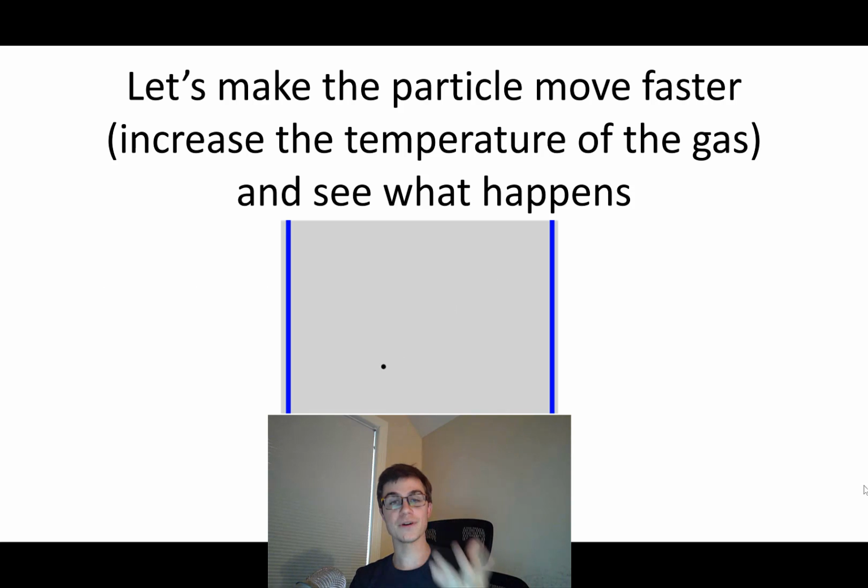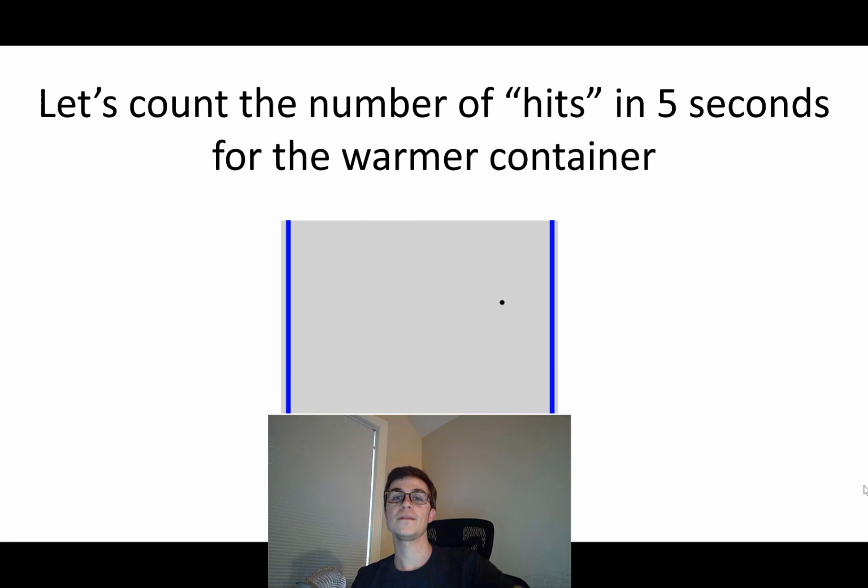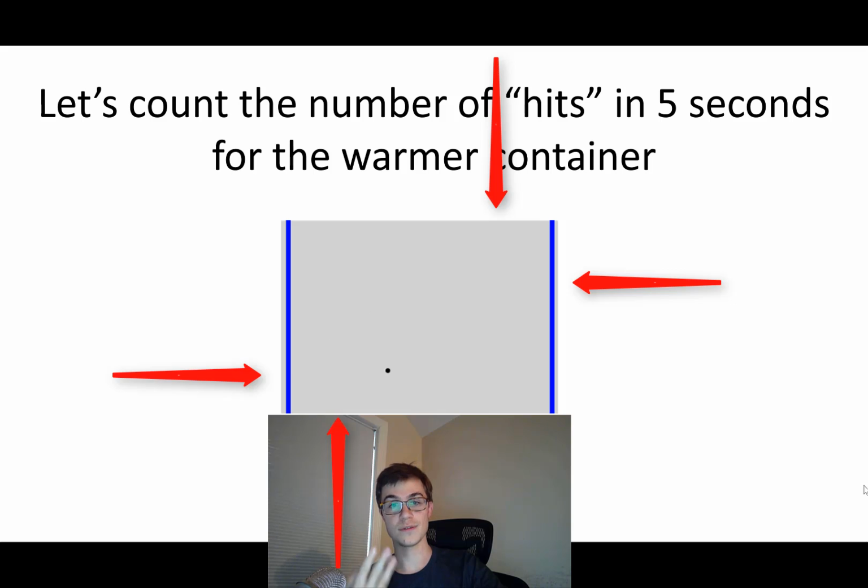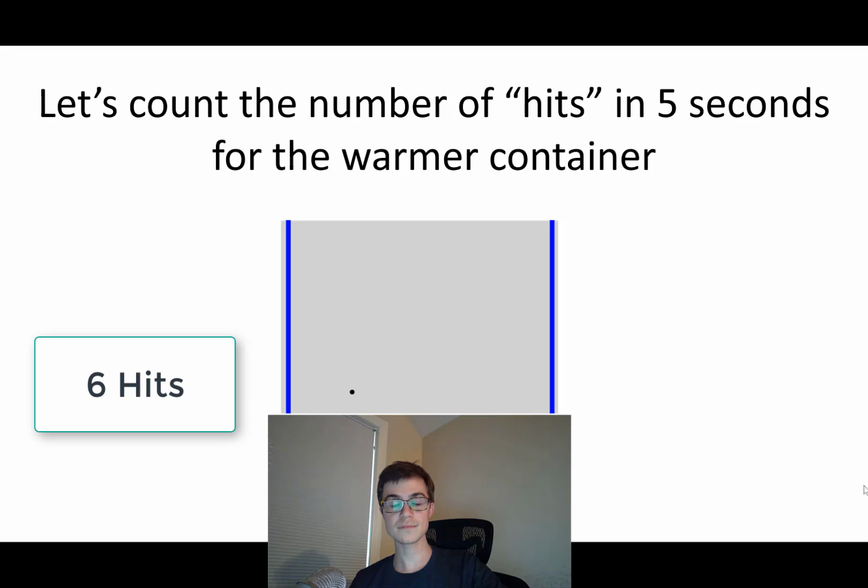Let's make the particles in our box move faster than they were moving before. That means we're increasing the temperature. Let's see what happens. Let's count the number of hits in 5 seconds for this warmer container. 1, 2, 3, 4, 5. It hit more often.